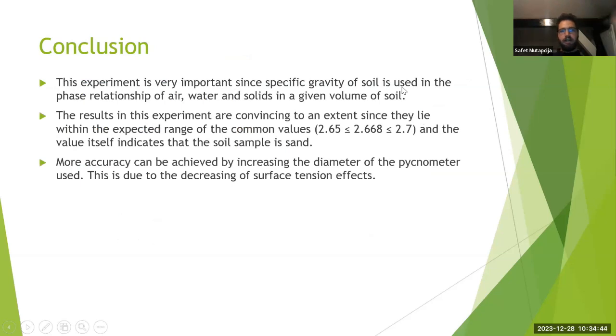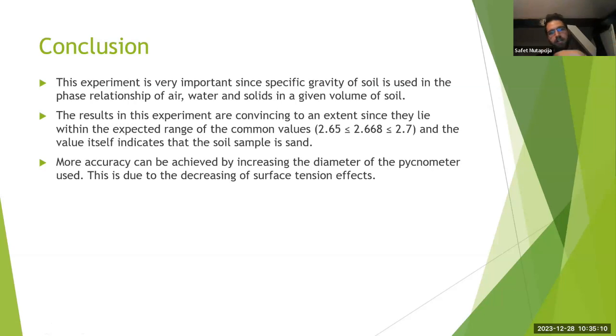Conclusion: this experiment is very important since the specific gravity of the soil is used in the phase relationship of the air, water, and solids in a given soil volume. I would say it's more important because you're going to calculate void ratio from it, and your settlements are going to have a lot of relationship with the specific gravity.